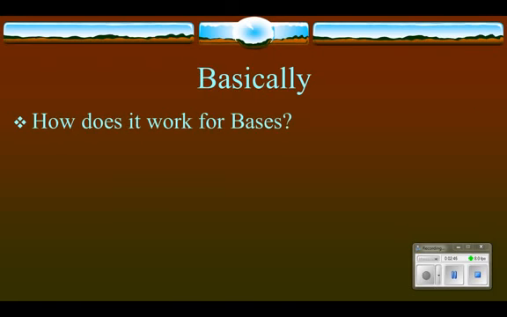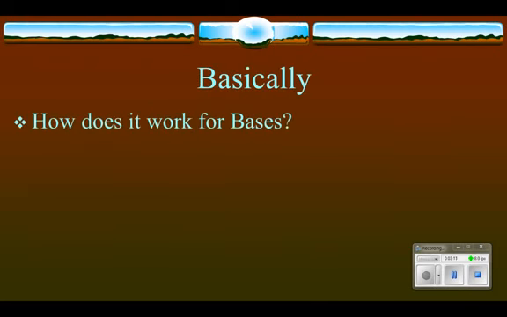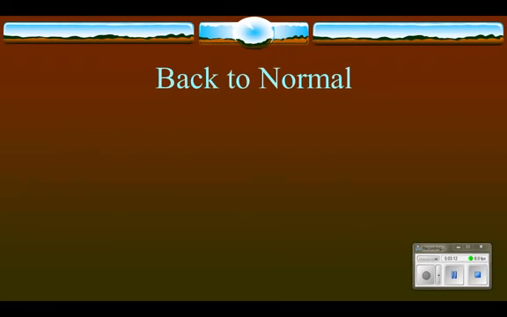Now, how does it work for bases? It works exactly the same for bases. Bases have hydroxides instead of hydrogen ions. So if we go back here and look, then the equivalent of a base is the amount that gives 1 mole of hydroxides. The equivalent mass is the mass that gives 1 mole of hydroxides. The equivalent mass will be the molar mass divided by the number of hydroxides. So basically, it works the same for bases as it does for hydrogens.